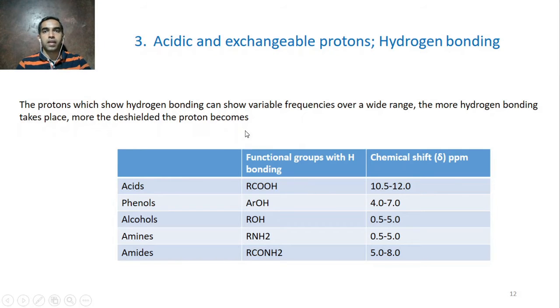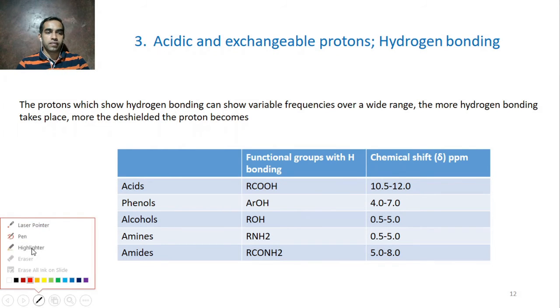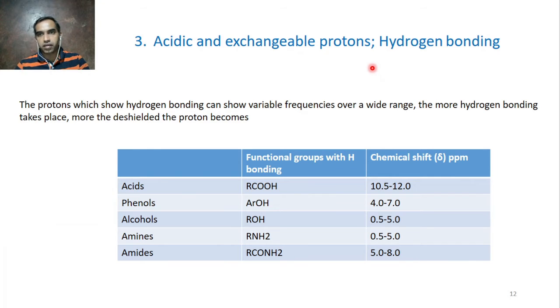That's it. So acid and exchangeable protons. So this will also affect chemical shift. The protons which show hydrogen bonding can show variable frequency over a wide range. Because of hydrogen bonding, now it is getting more and more de-shielded. That's why it can go a bit downfield. Okay, so you can see here acid proton comes at 10 to 12, phenolic protons come at 4 to 7, alcohols come around 0.5 to 5. It varies, it doesn't come at a particular position, because one thing, it will be a bit broader.